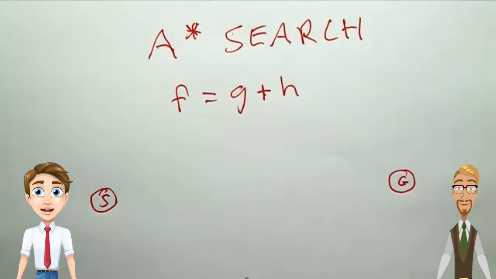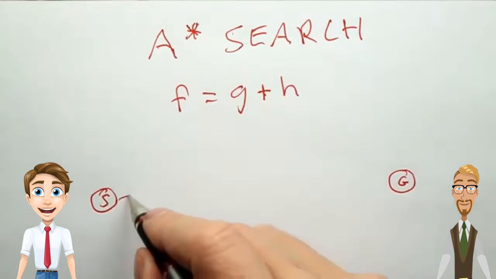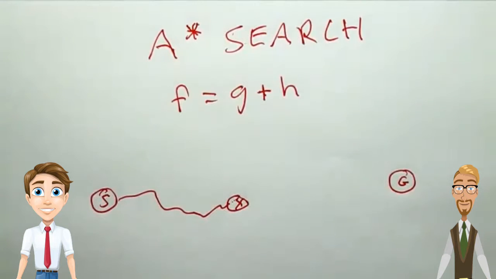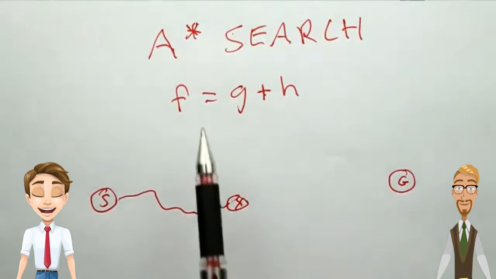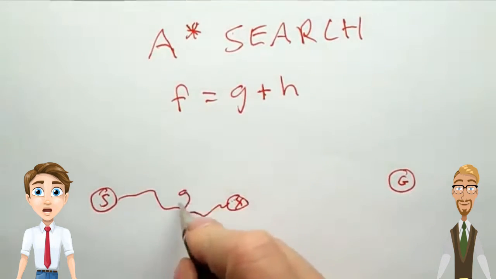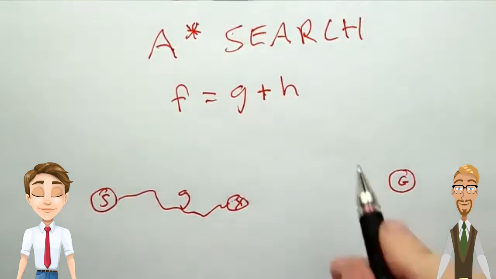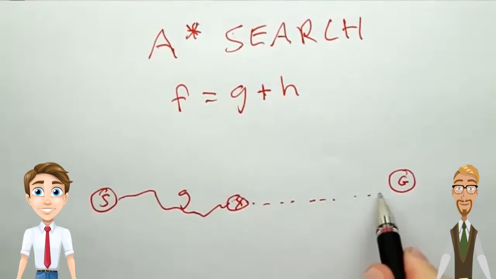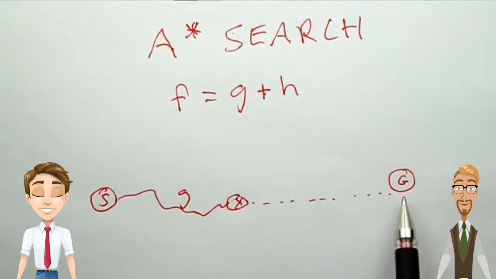Here's an example of how A-star works. Suppose we found this path through the state space to a state x, and we're trying to give a measure to the value of this path. The measure f is the sum of g, the path cost so far, and h, which is the estimated distance that the path will take to complete its path to the goal.